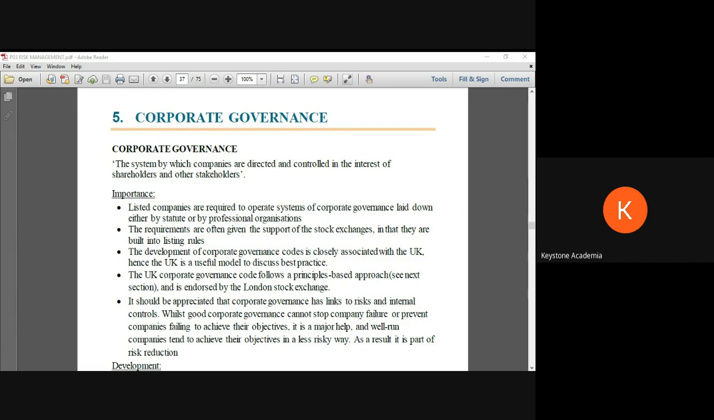Mandatory as in following the rules and regulations of corporate governance. For example, in the UK we have the Financial Conduct Authority, FCA, so corporate governance should be according to the FCA. In India, we have different bodies, and in the US, we have the SEC. So in all places it will be different.